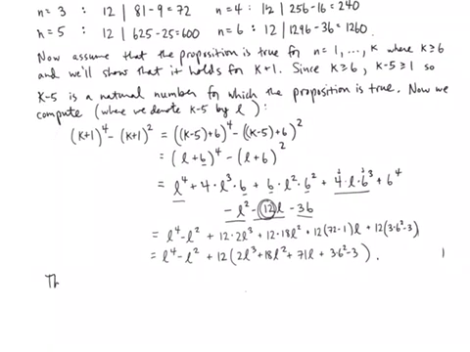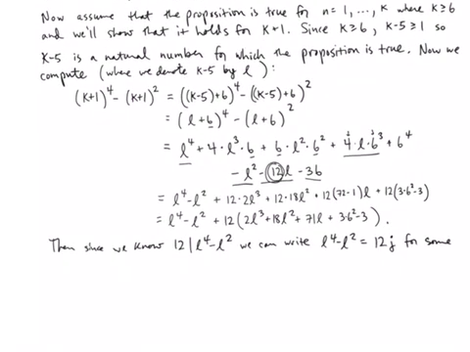Then, since we know 12 divides L to the fourth minus L squared, because L is k minus 5, and we were assuming our proposition holds for k minus 5. And since we know that, we can write L to the fourth minus L squared equals 12 times J for some J.